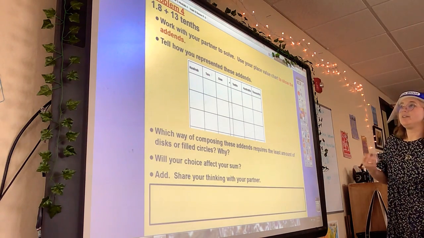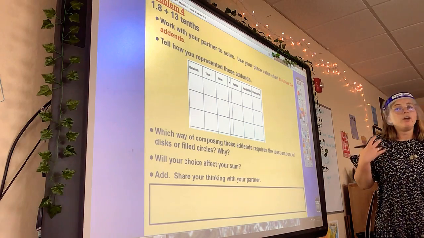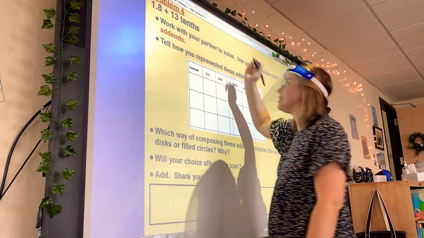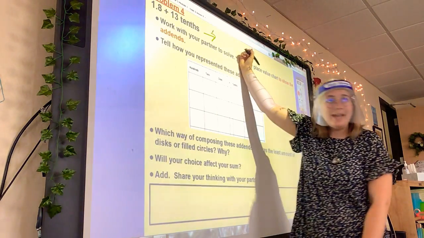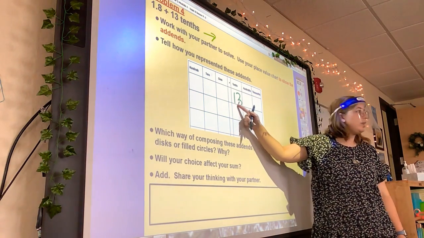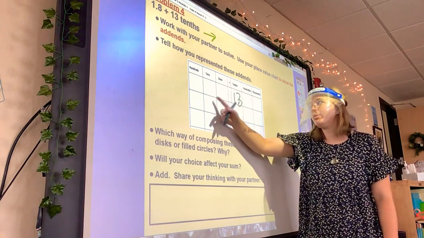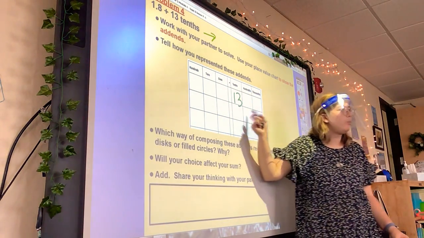Okay? All right. So 1.8 plus 13 tenths, right? Remember that we can also look at 13 tenths and put it in standard form. Okay? In standard form, if I have 13 tenths, where could that 1 go? In the 1s, right? It can move over to the 1s because that 1 in the 13, it's not 1, but it's 1 what?